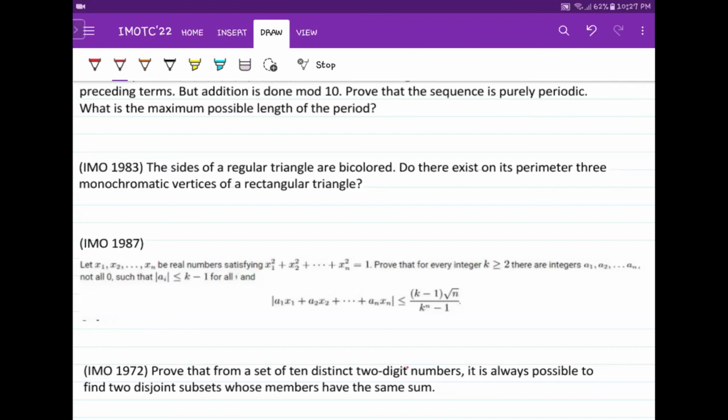Can you get the proof for 1972? As in, you want the solution? No, like, the proof. Try to answer it. Okay. Yeah, 72 is easier than 82.